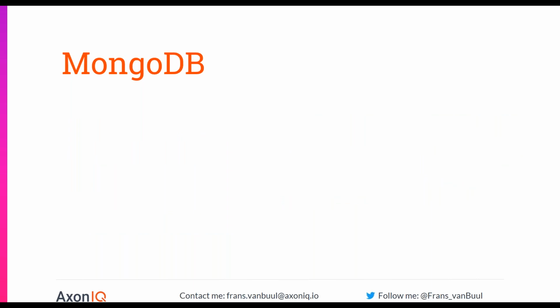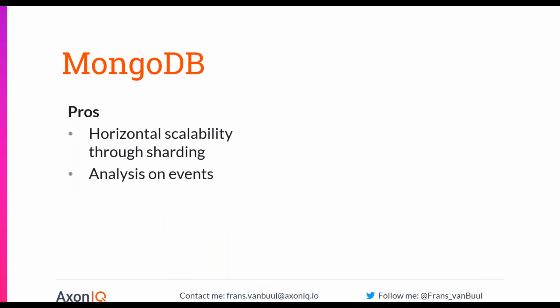Mongo has its name derived from humongous, so it should be able to store many events. It does have that capability through sharding, so it can store very large volumes of data. And because it's JSON or BSON based, you might also use it to analyze events directly. So it's an interesting choice at first sight. So people have started using this.